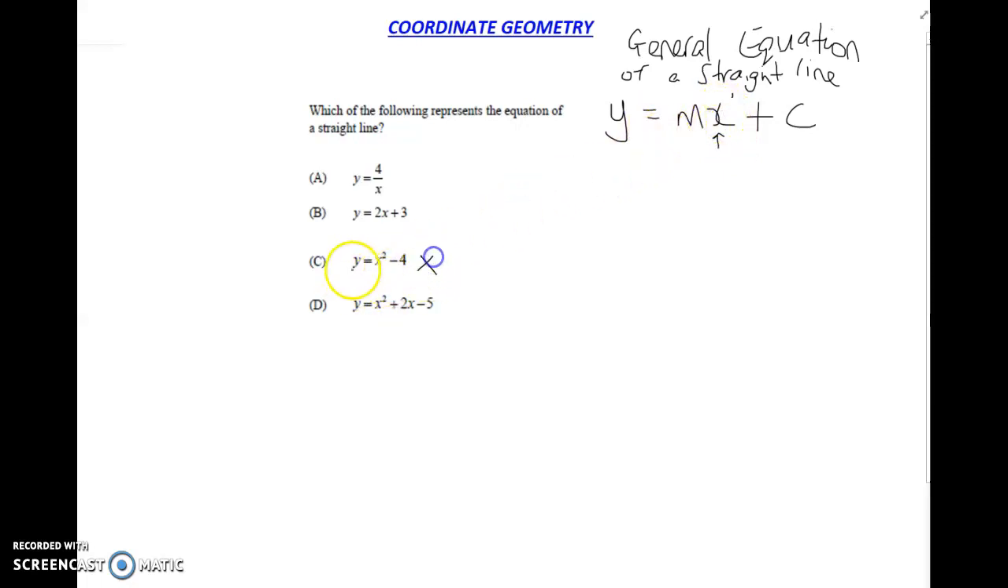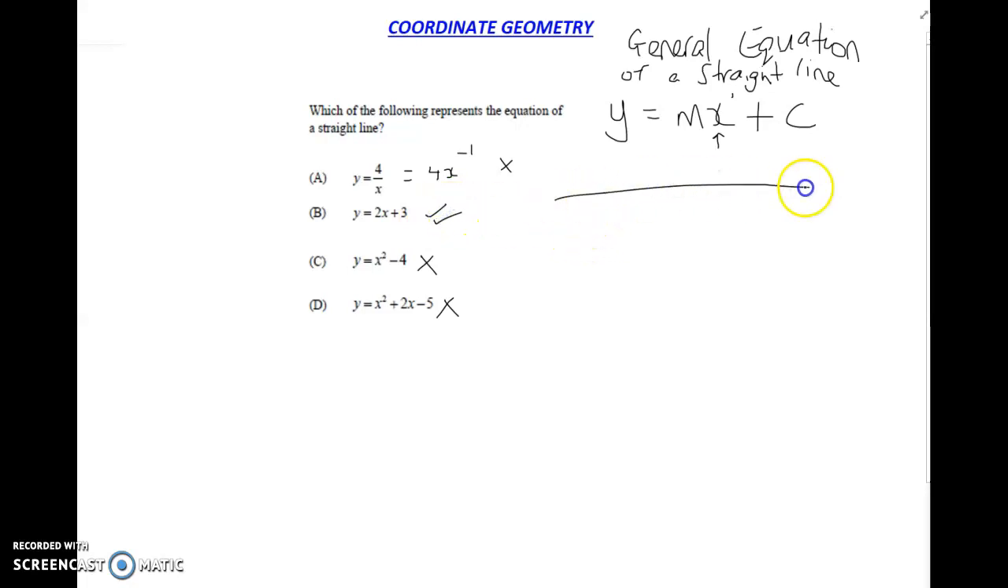We know it's not C because the power of x is 2, x squared. And also for D. For A, this is actually 4 x to the minus 1 if you had to bring up that x up there. So it's not A. B gives me y equals 2x plus 3. That is in the form y equals mx plus c, and the power of x is 1, right? So the answer is B.